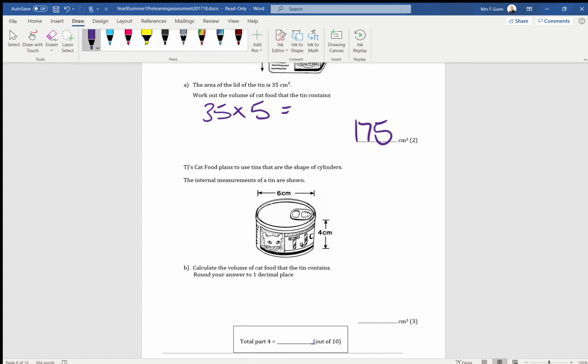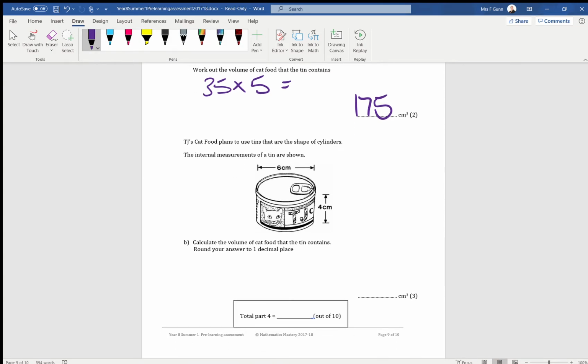For this one, again, it's a prism, and this is a cylinder. It's a special prism. So you've got to find the area, because we're wanting to find volume again. We've got to find the area of this circle. So the area of the circle is pi r squared. Now, that is the diameter, which is 6, so the radius must be 3. So it must be pi times 3 squared. Then you times it by the height, which is times by 4.